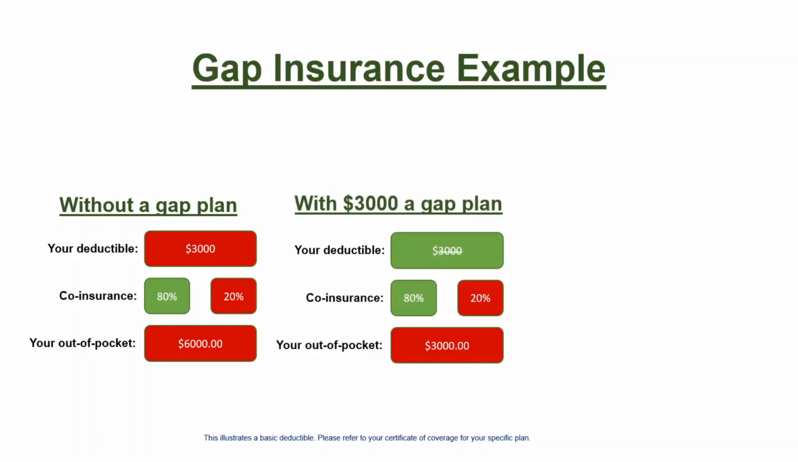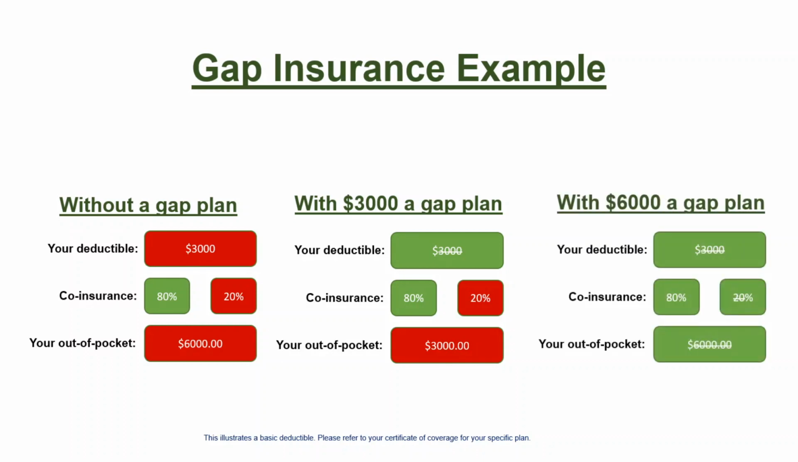So if you bought a $3,000 gap plan, your gap plan would completely eliminate your deductible of $3,000, and you would just go straight into the co-insurance amount, which is the 80/20, and so your out of pocket expense would then be reduced to $3,000. If you bought a $6,000 gap plan, your deductible would be completely eliminated. The 20% co-insurance that you normally pay would also be eliminated, and your total max out of pocket exposure would be zero at this point.